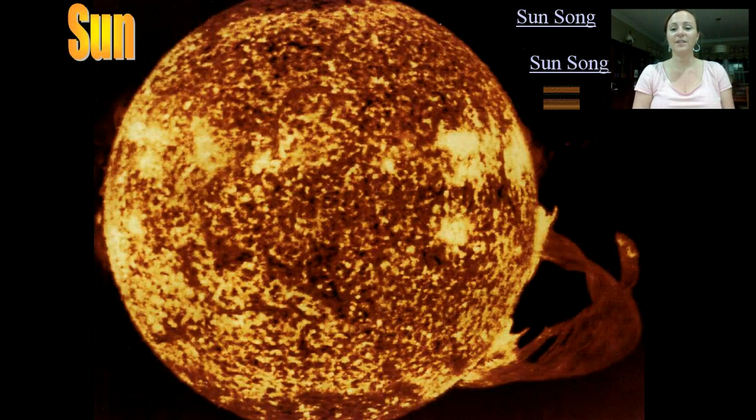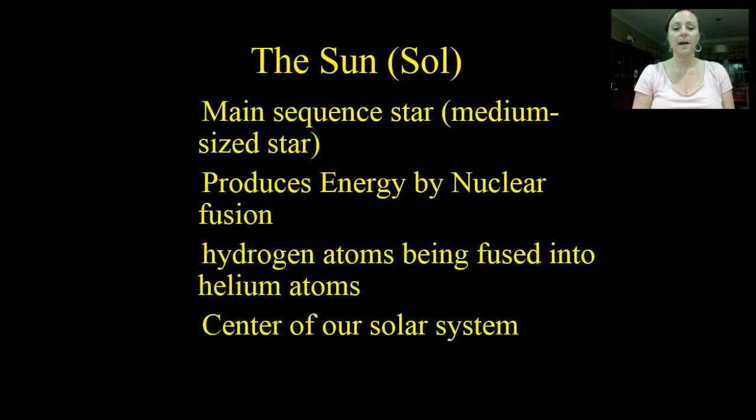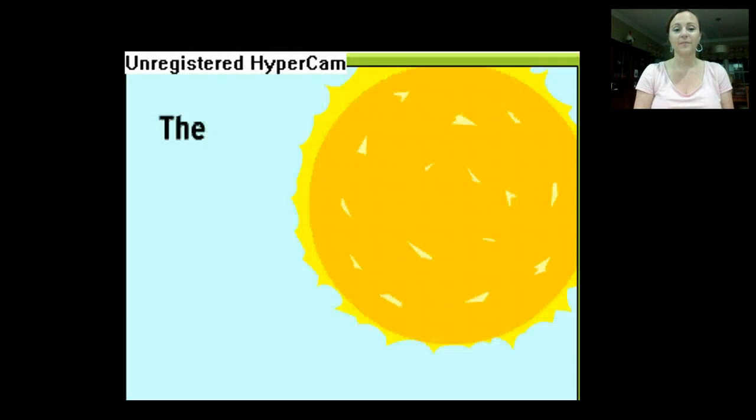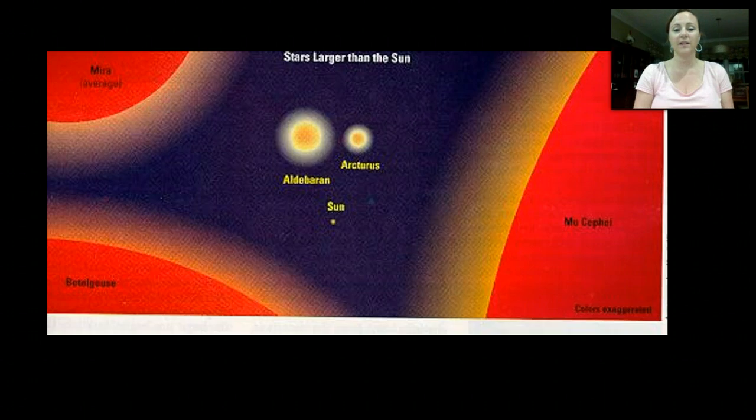And here's a picture of the sun. We're going to take a closer look at our sun now and learn a little more about besides just how it creates energy. As we may have seen from our chart, it is a main sequence star. It's a medium-sized star. We said before it produces energy by nuclear fusion. The hydrogen atoms are being fused into helium atoms, producing that energy. And as we all know, it is the center of our solar system.